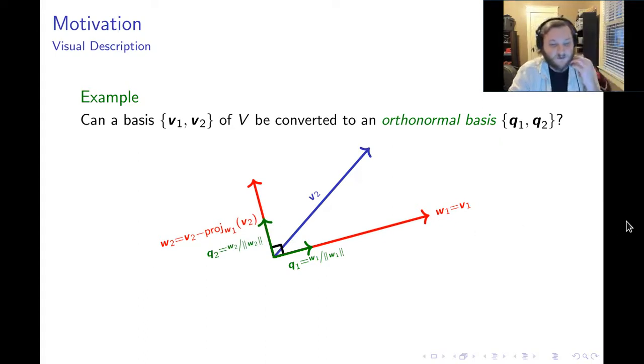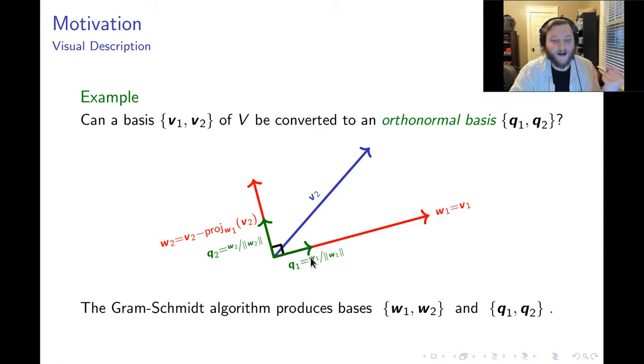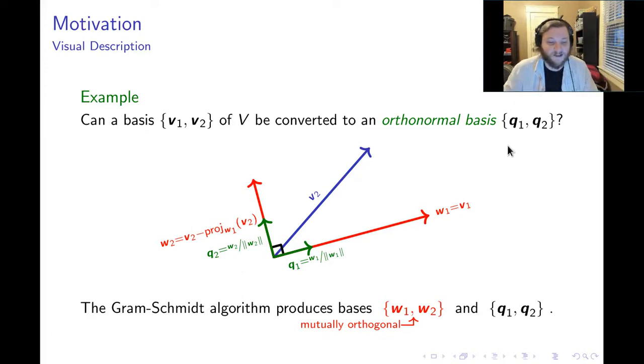If you think about the process we went through here, this is the idea behind what's called the Gram-Schmidt algorithm. The Gram-Schmidt algorithm takes as an input any basis of a vector space. In this example, I used a basis with two vectors to geometrically illustrate my point. And the first thing it does is produce one new basis, w1, w2. And w1, w2 is a mutually orthogonal basis of our space. The problem with w1 and w2, however, is that while they are mutually orthogonal, which is great, they're not necessarily unit vectors. So when we normalize each of the w's, we get this basis q1, q2, and q1, q2 is orthonormal. So this is the idea behind the Gram-Schmidt algorithm.